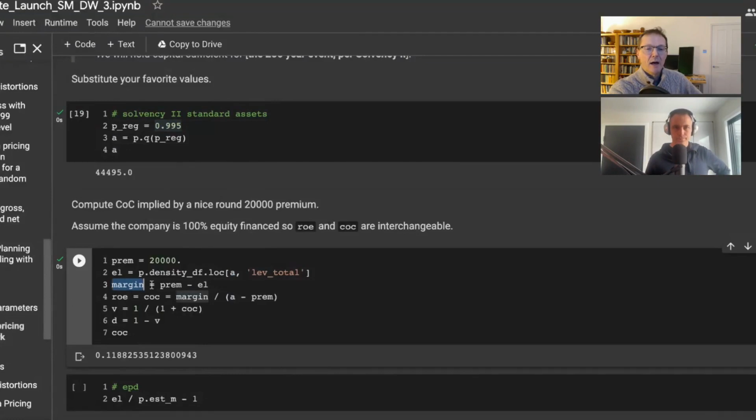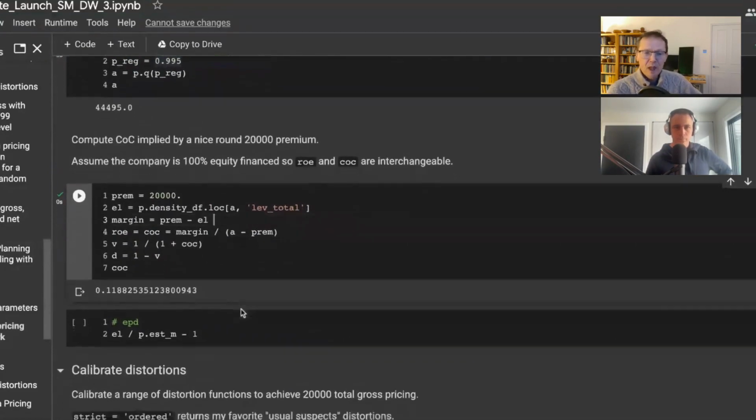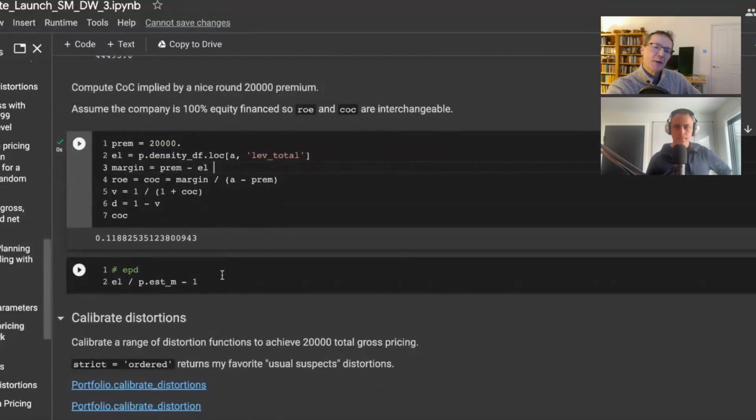And then the ROE, or the COC, which stands for cost of capital, is the margin over the capital. Capital is going to be the assets minus the premium. And then V and D are just the discount rate and rate of discount. Then we run that and we see 11.8% cost of capital.